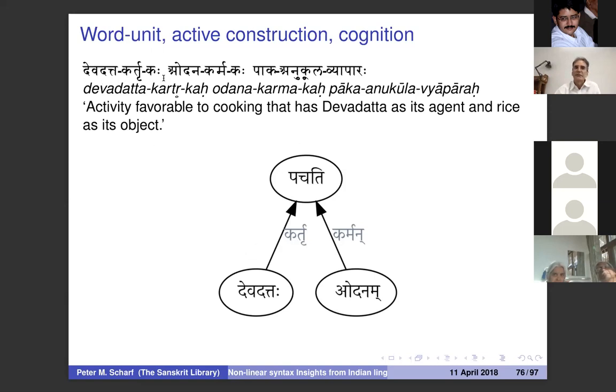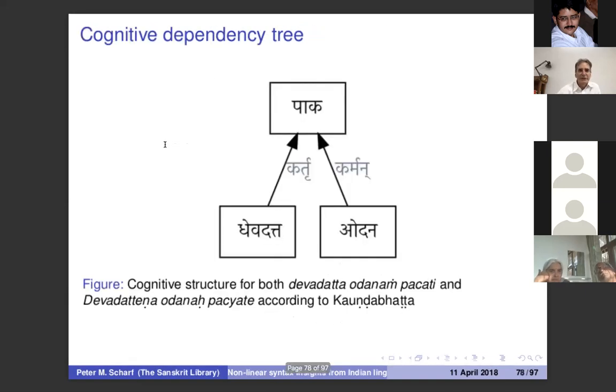Devadatta Kartaka Odana Karmaka Pakanukula Vyapara. It is the activity favorable to cooking that has Devadatta as its agent and rice as its object. This is very simple in terms of words. However, it actually gets much more subtle than this because it's the objects of, not the words.